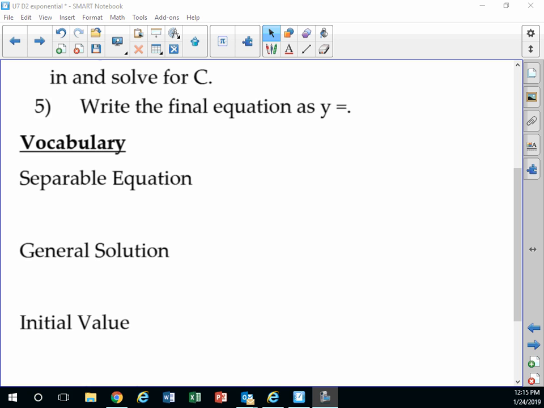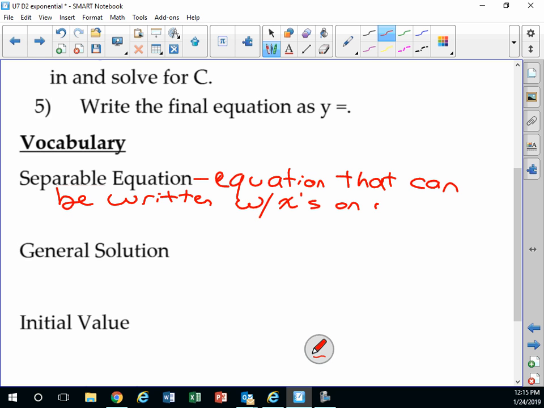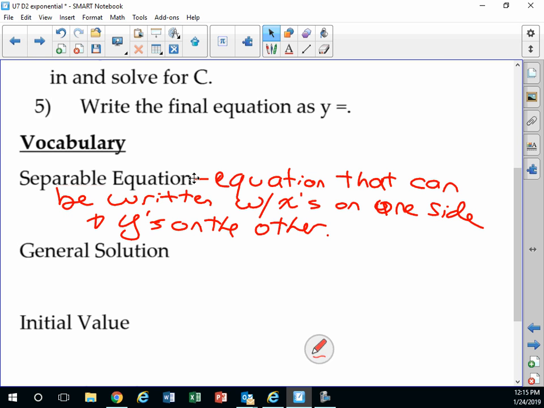Ready? Here we go. Simple equation. It's the equation that can be written with x's on one side and y's on the other. Separable equation, meaning I can write the x's on one side and the y's on the other, because sometimes you cannot separate x's on one side and y's on the other.